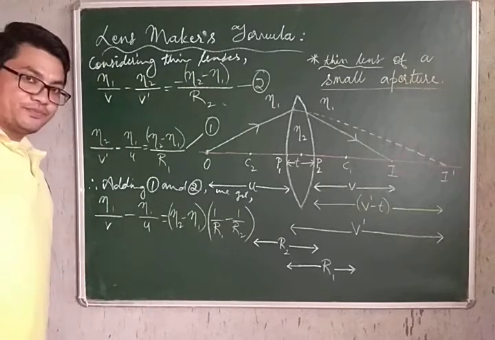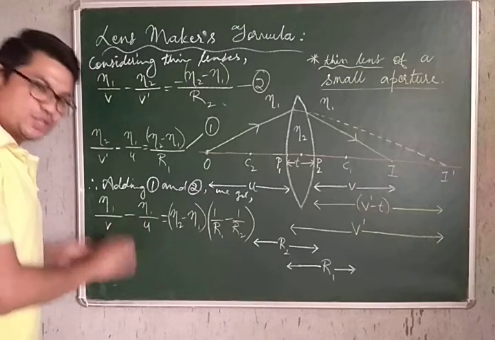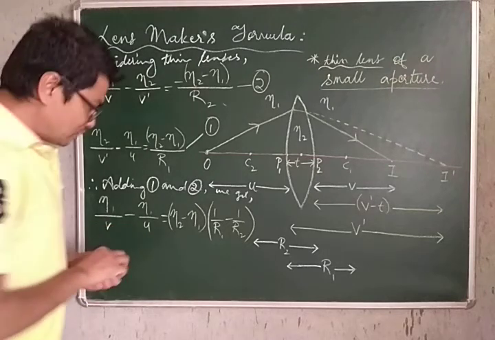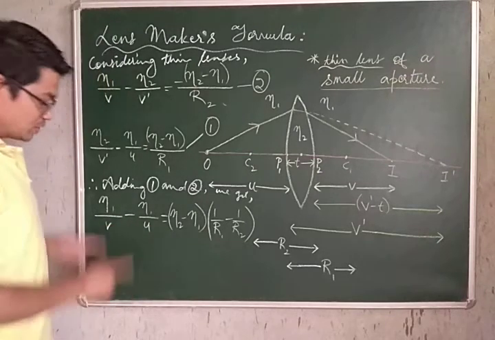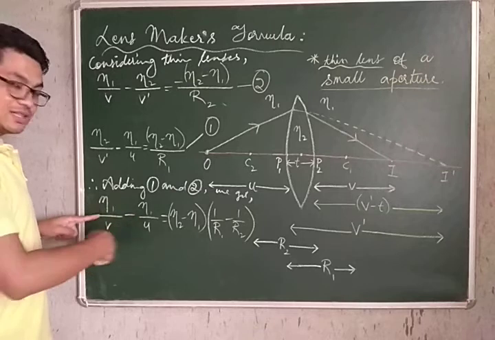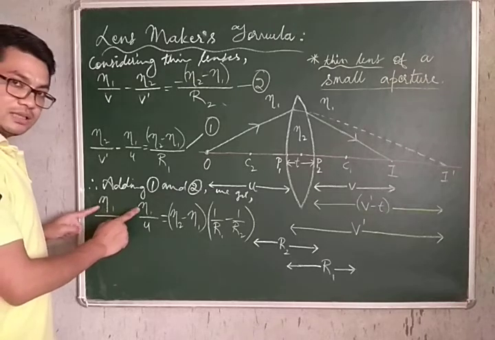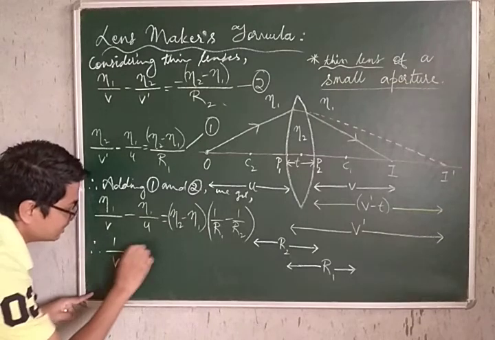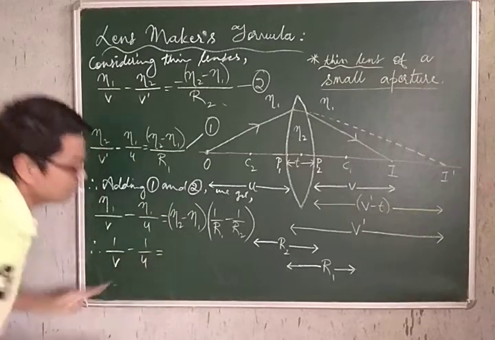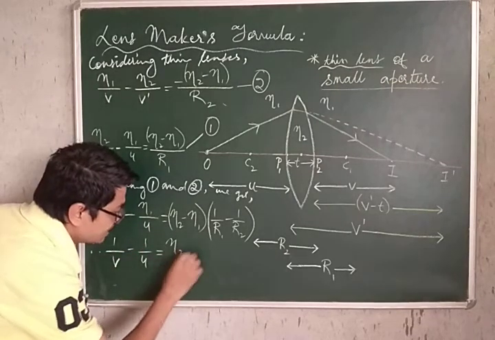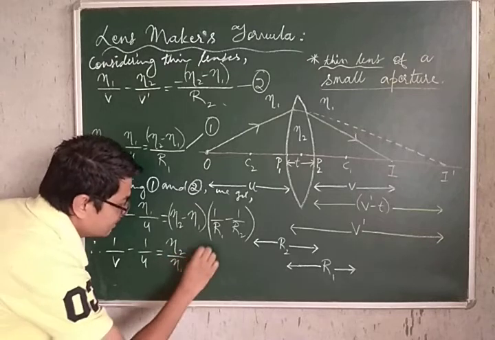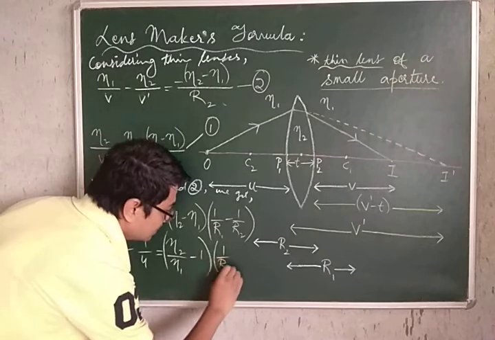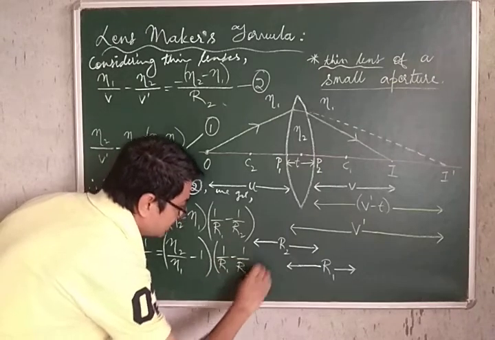This is my equation. Now I only need to tune this equation a bit. This is my final equation, so to say. Now, how do I tune this equation? What we do is divide both sides of the equation by eta 1. So dividing both sides by eta 1, what we get is 1 by v minus 1 by u is equal to eta 2 by eta 1 minus 1 into 1 by r1 minus 1 by r2.